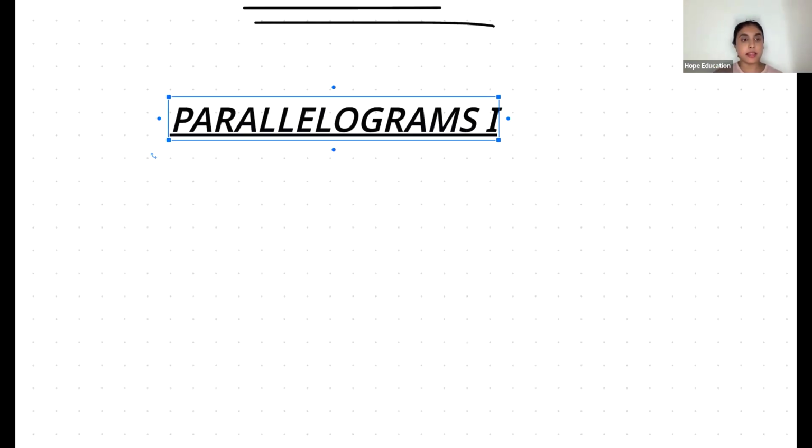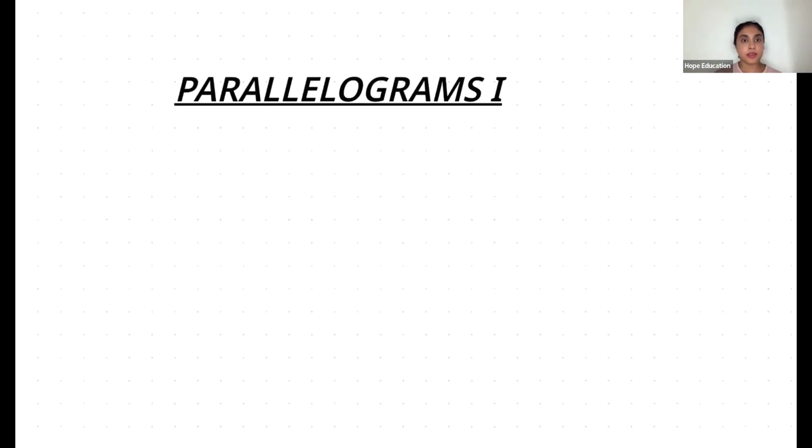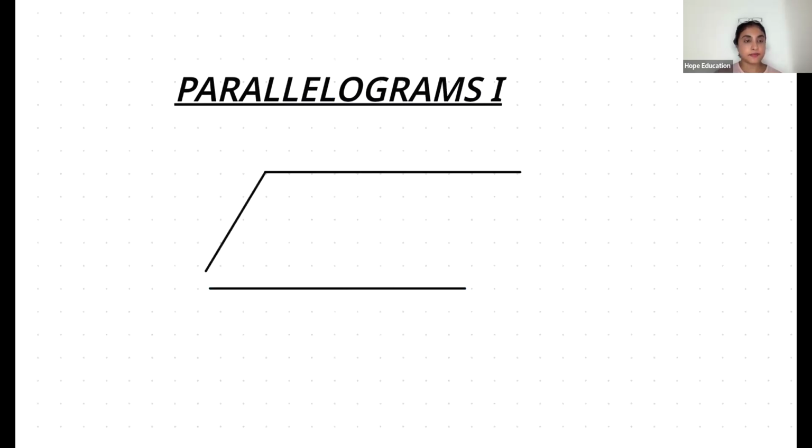That would be something like this. This needs to have four sides, like this, and the opposite sides are parallel. That means, now if I label this as A, B, C, D, the side AB is parallel to the side CD and the side AD is parallel to the side BC.